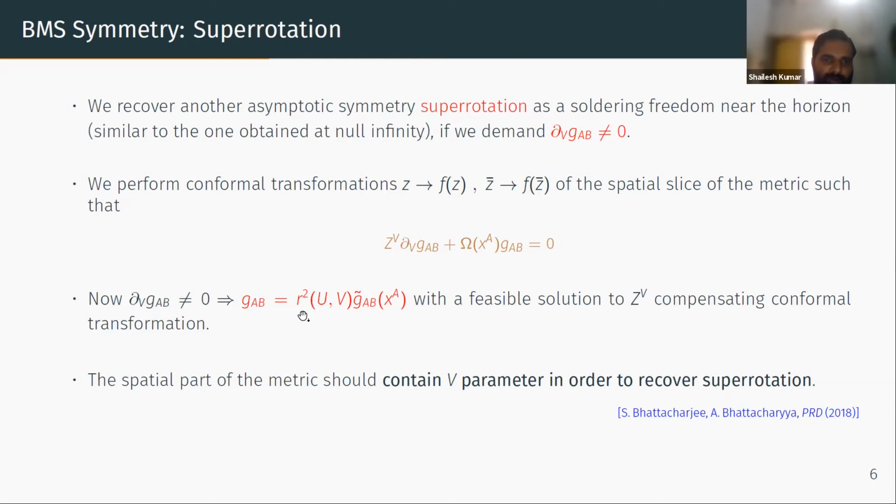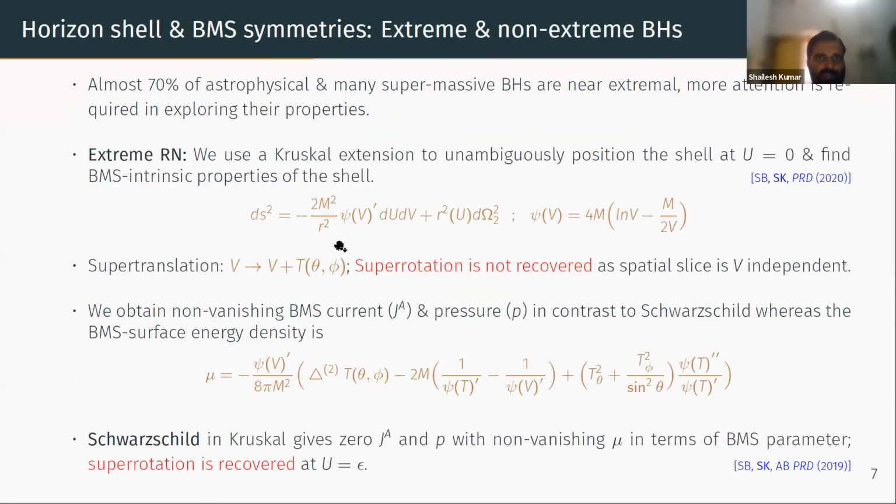The important point to note is that our parameter should depend upon the V coordinate, because otherwise this will be 0 and the metric will no longer be preserved, right? So this R parameter should depend on the V coordinate. This is how the super rotation appears in the context of stitching of two black hole spacetimes. So with this analysis, let us look at the intrinsic properties and supertranslation, super rotation. How do they appear for extreme and non-extreme black holes?